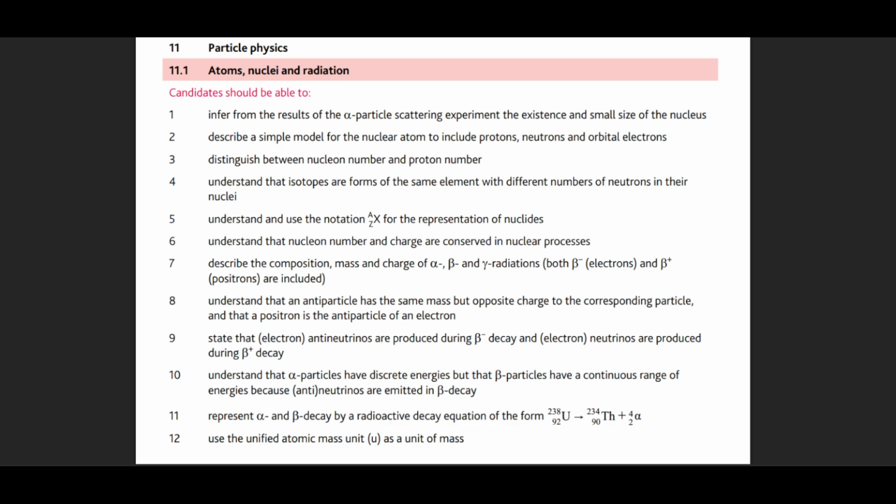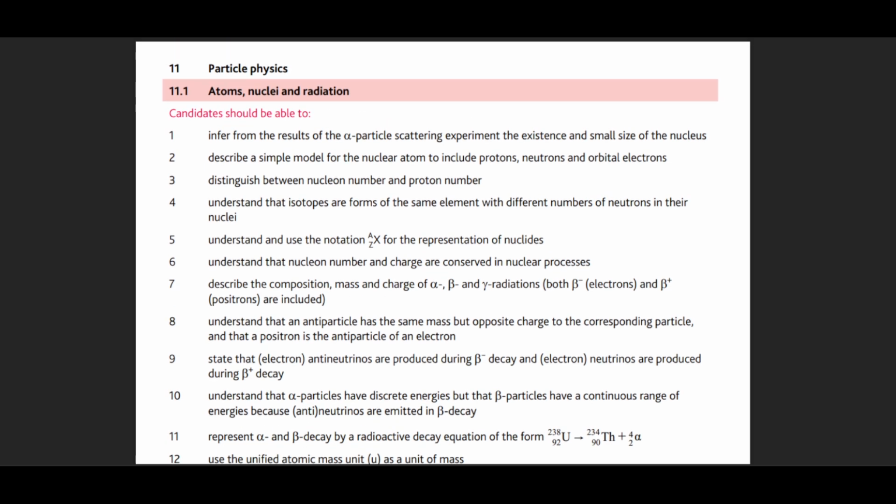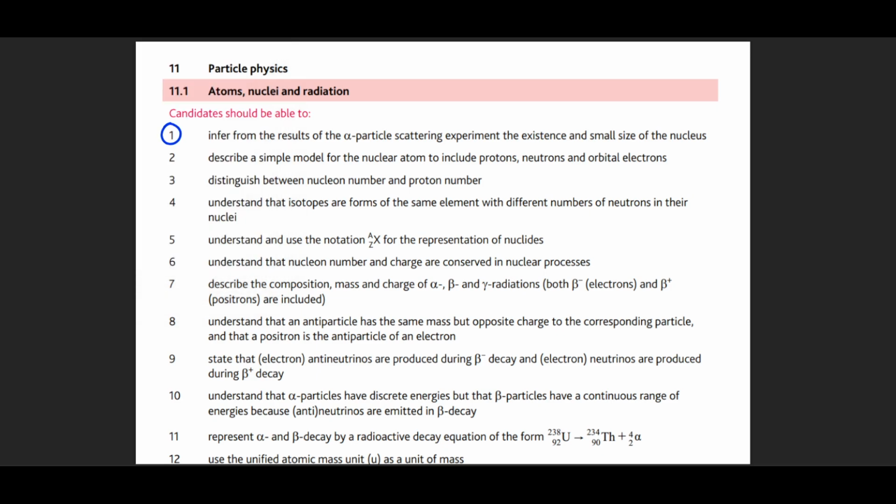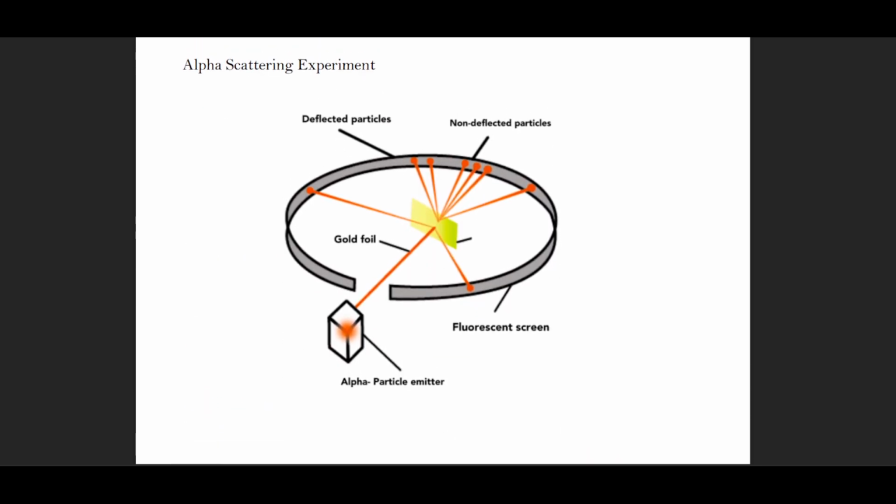So first, according to the syllabus, we have to go through the alpha scattering experiment, which is again taken from O levels. What was the main idea behind the alpha scattering experiment? They were trying to find out what the atom or the nucleus looks like, what the basic structure of the nucleus or the atom was at the time. So there were a few observations based on what they did in the experiment, and based on those observations, we have some conclusions on how the atom may look.